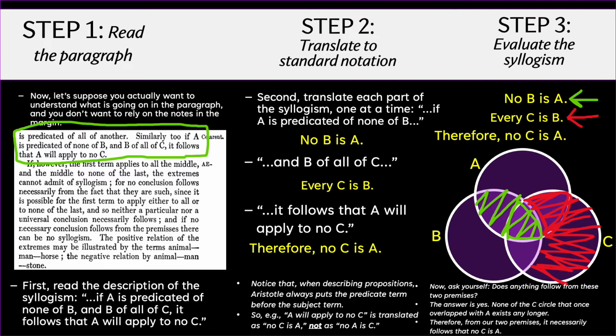Therefore, from our 2 premises, it necessarily follows that no C is A. None of the C circle that once overlapped with A exists any longer, therefore no C is A. So a conclusion does necessarily follow, and we've thereby proved that the syllogism is valid from the fact that the conclusion is already true merely by us filling in the parts of the circle that are asserted by the 2 premises.